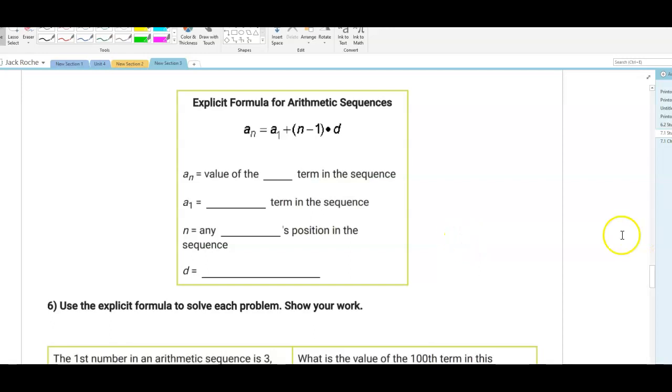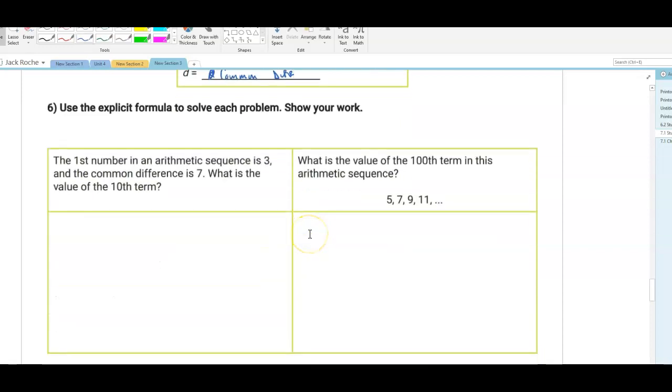So, for the next part, the explicit rule, right? A sub n equals the value of the nth term in any sequence. A sub 1 is going to represent the first term in the sequence. N is going to be any term, or position, in the sequence. And D, again, is your common difference.